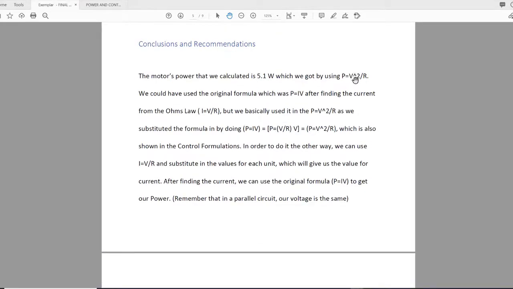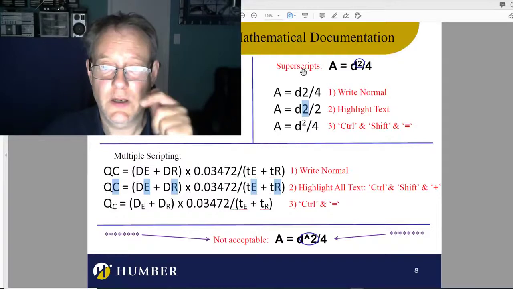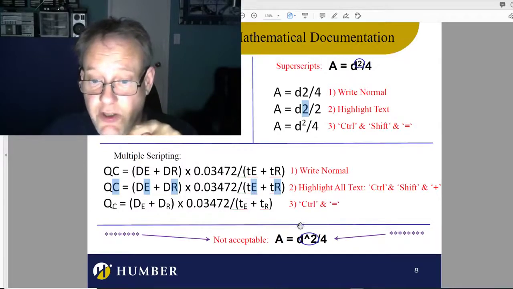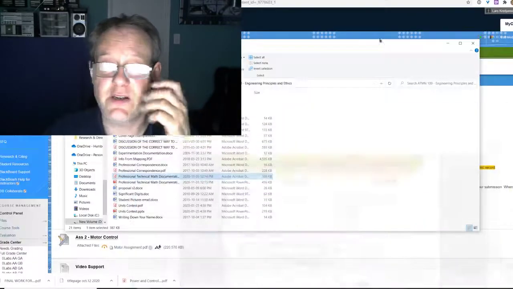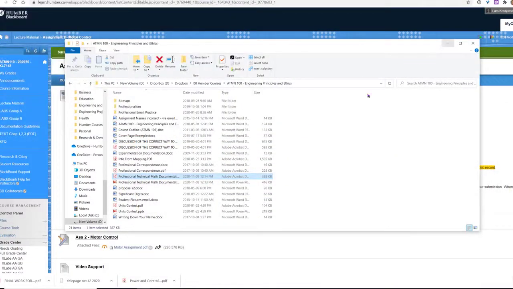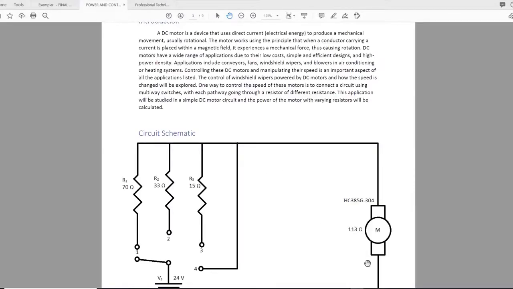And by the way, guys, don't use these little symbols here. Do not use that little symbol. Always use a subscript or a superscript. Always do that. Do not do this ever. It is not professional. Just don't do it. Okay, so going back to here, we're going to continue on with this diagram.